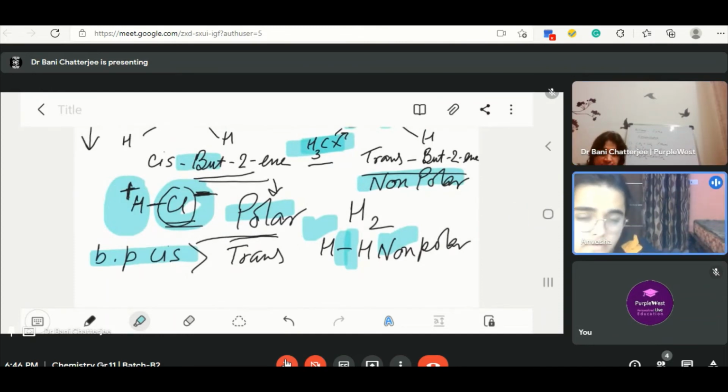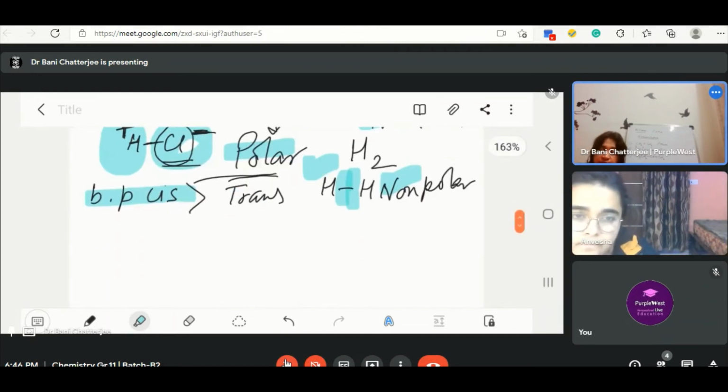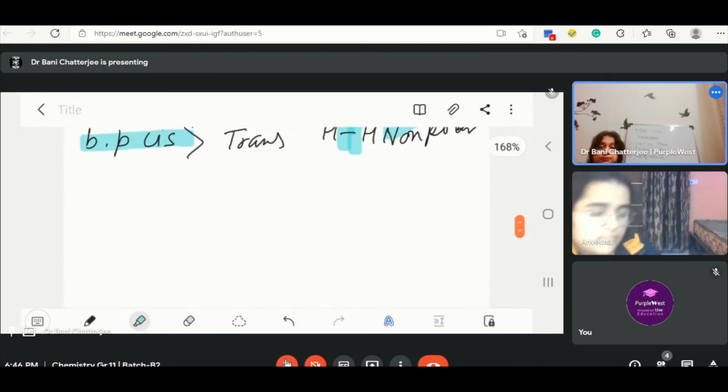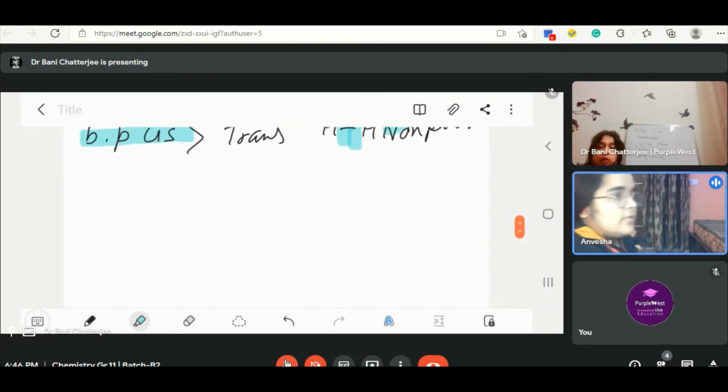Got it? Yes. How much have you understood? Tell. Ma'am, when two functional groups are reacting on the same side, they are known as cis isomers.